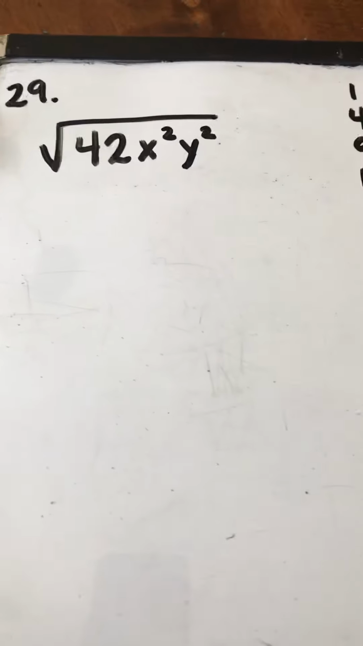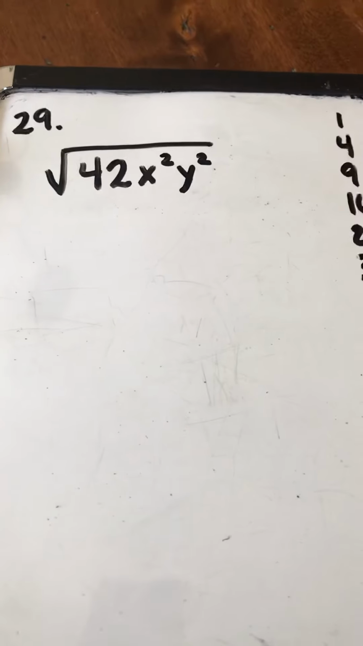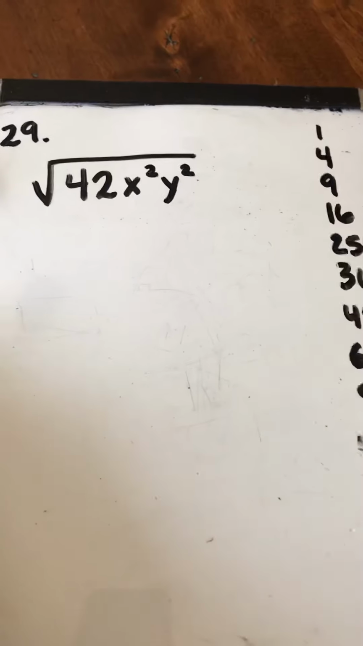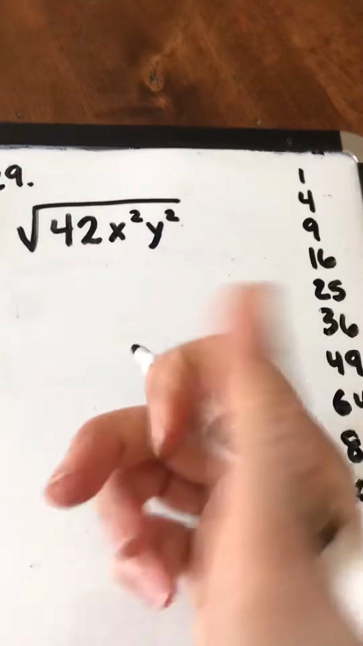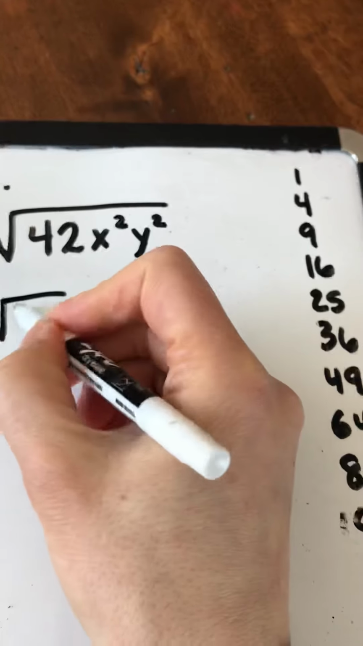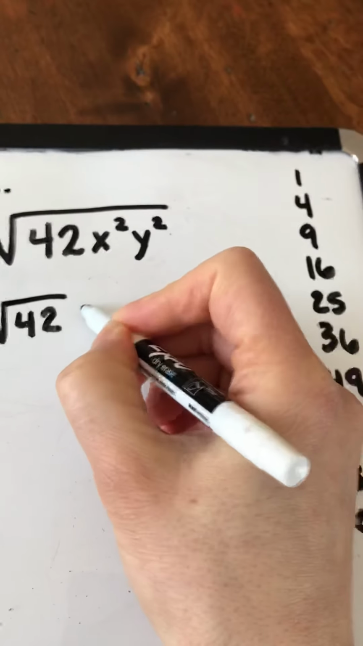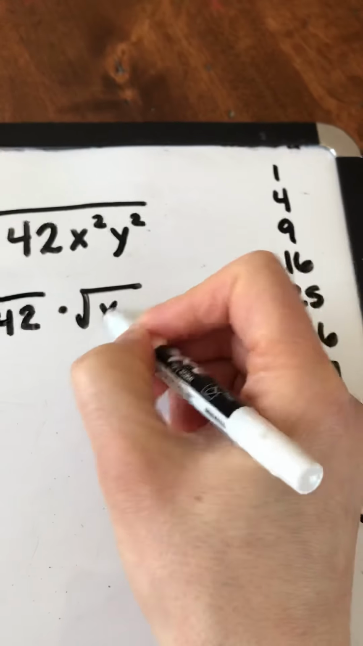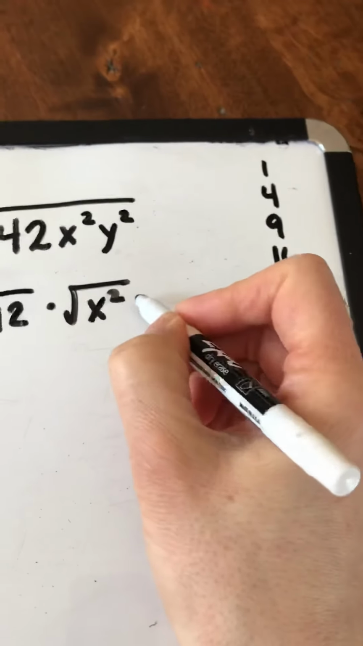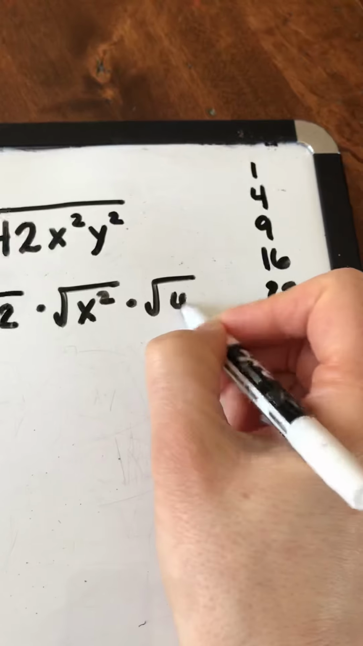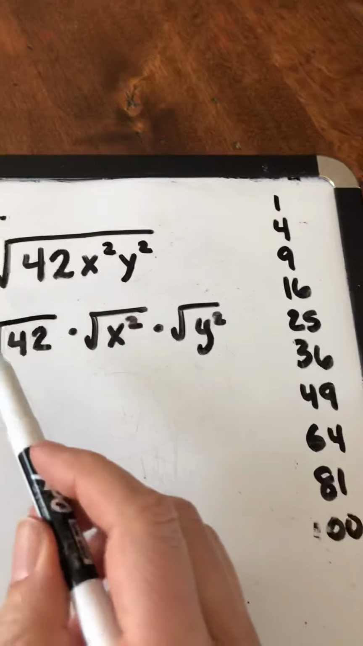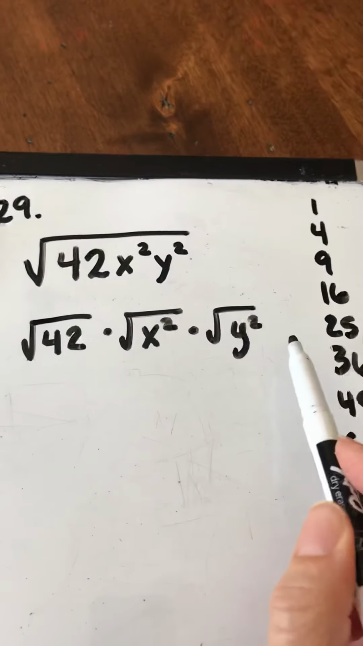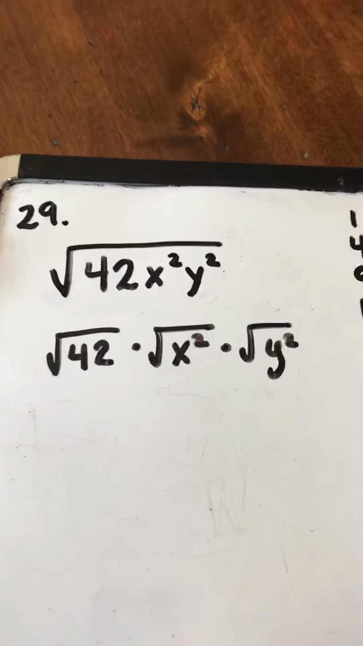Here is problem 29 from the homework, which now involves variables with it. So we're still going to think of the product property, where the square root of 42 times the square root of x squared times the square root of y squared is the same as what we started with. So we're just going to look at each factor and see if they can be simplified.